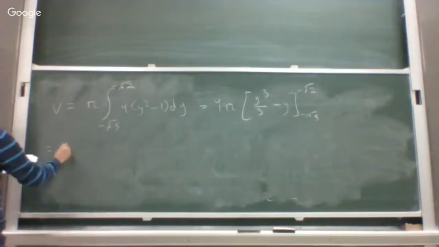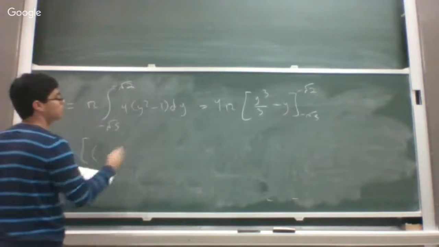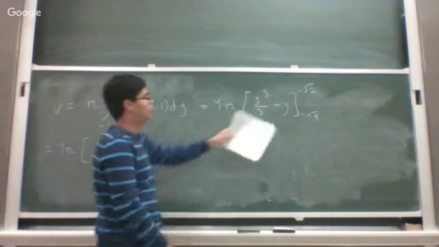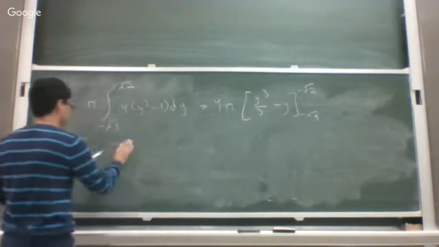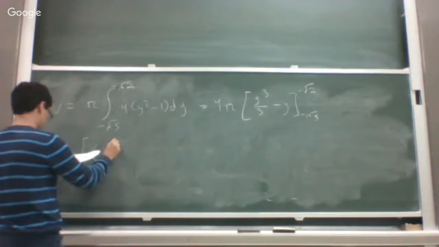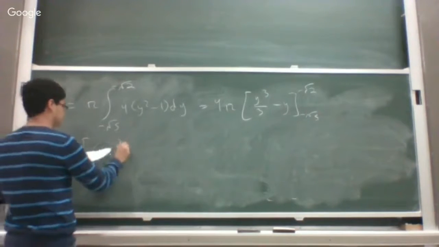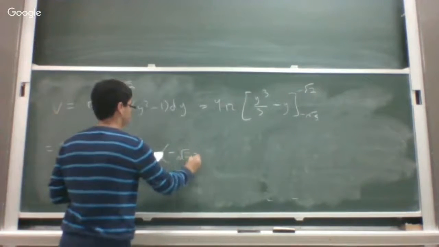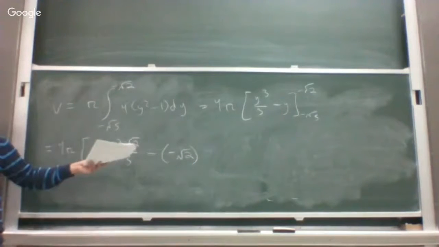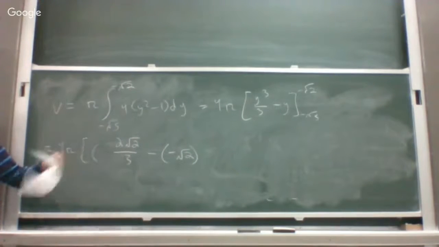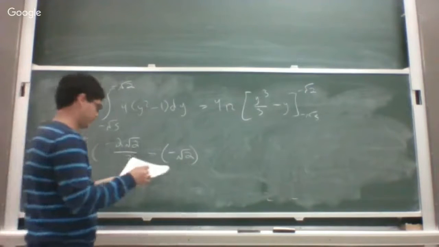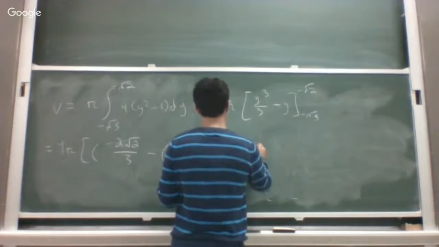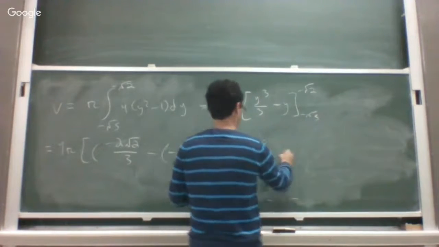That's equal to 4 pi times negative square root of 2, negative square root of 2 cubed is 2 square root of 2, negative, minus the negative square root of 2. You guys all see that? The square root of 2 cubed is 2 square root of 2. Minus negative 5 square root of 5.